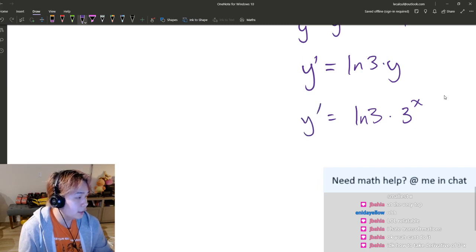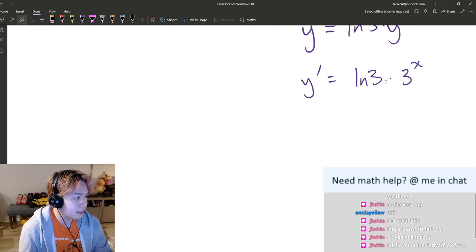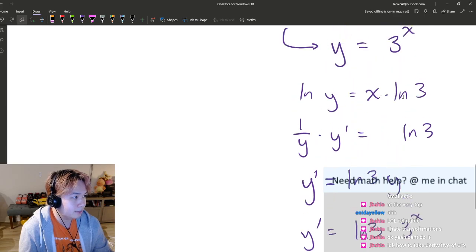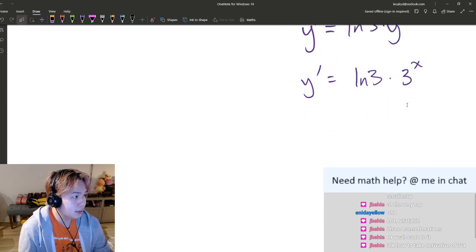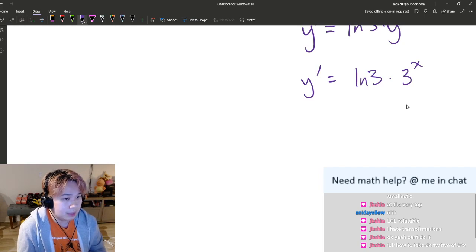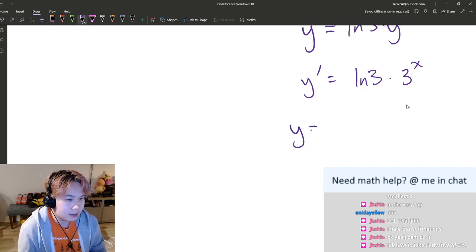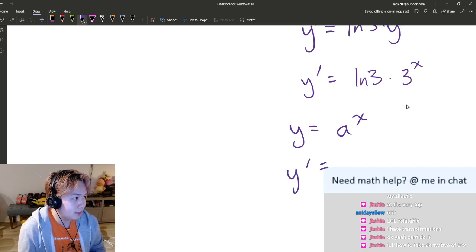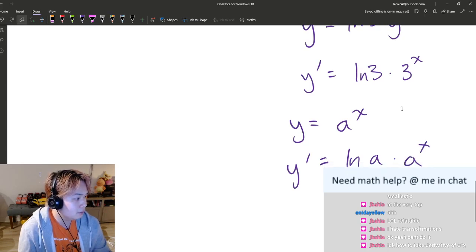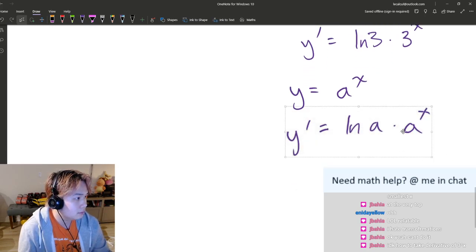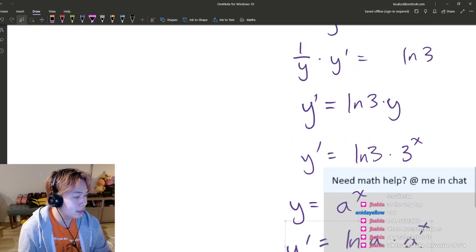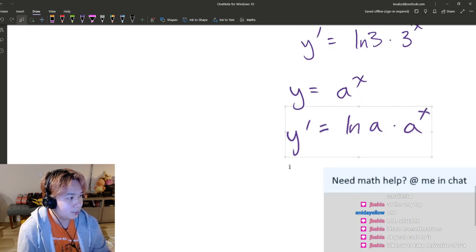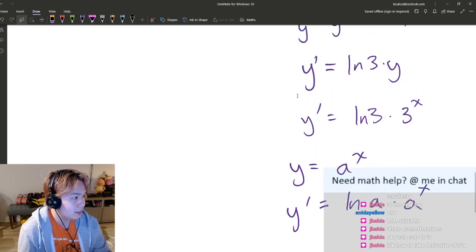So here's your derivative. And the 3, it doesn't even matter what number that was. Depending on the course, they'll actually just tell you to memorize this. If you have the derivative of a to the power of x, you can just memorize this: it's natural log a times a to the power of x. Whether they want you to memorize that or go through this process every single time depends on the course. But there you go, that's the derivative.